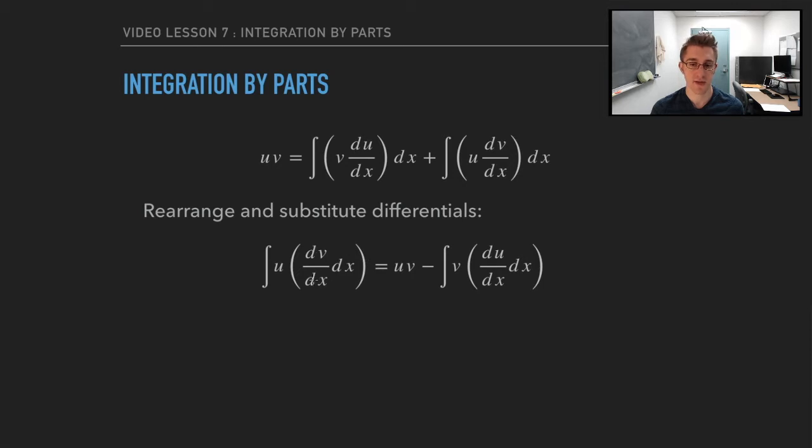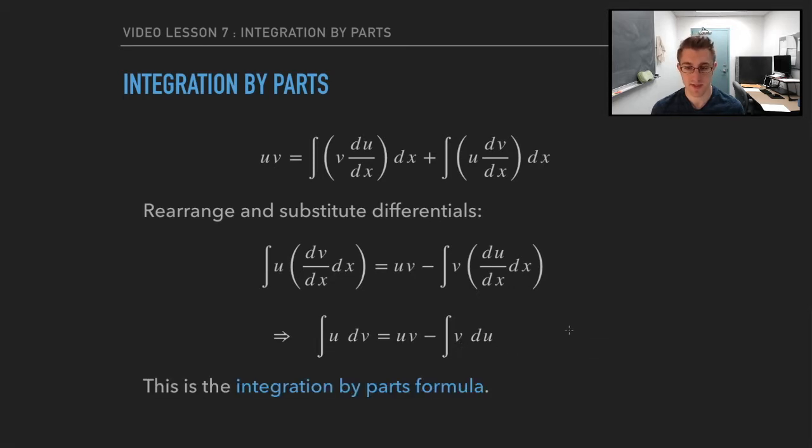Remember that dv dx is the derivative of v with respect to x, and if you think of this as v prime of x times dx, then we can call this dv, kind of like we did in the substitution method. Similarly, we can call this du, and so I get this formula. The integral of u dv is equal to u times v minus the integral of v du. And this is called the integration by parts formula. Okay, so remember this. I'll write it down on the next slide.